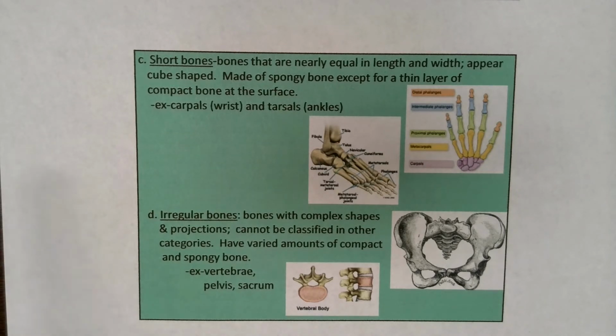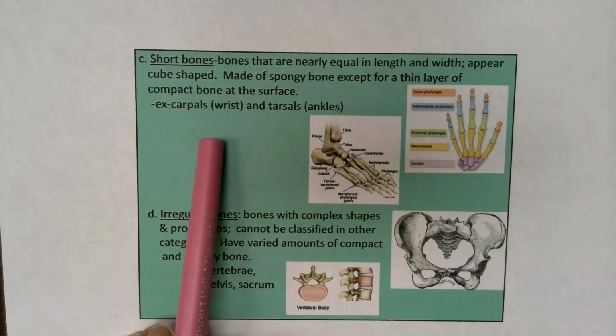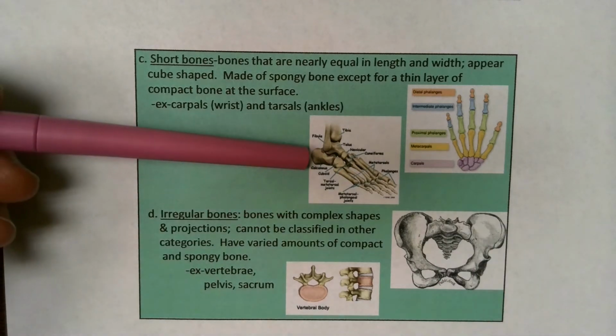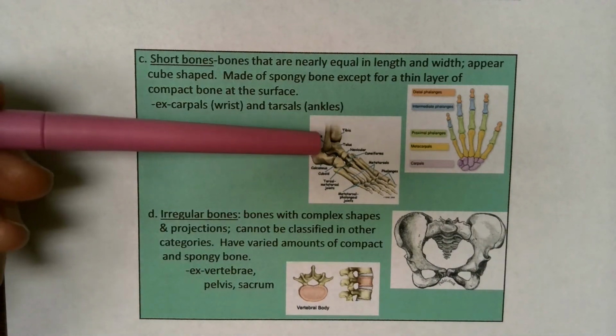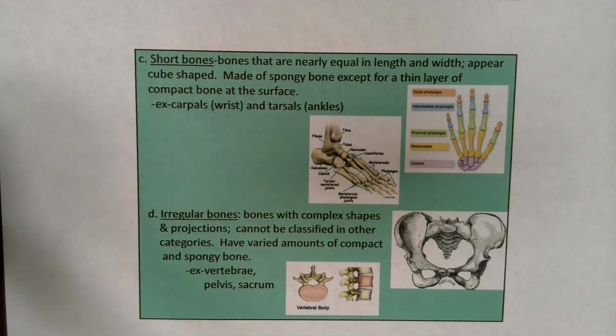But they're made of spongy bone, except for a really thin layer of compact bone at the surface. So I guess "mostly" would have been fine to say there. All the carpals in your wrist, and then the tarsal bones in the ankles. Okay, and so there you can see the tarsals, and then the ankle, for example, that's the calcaneus.